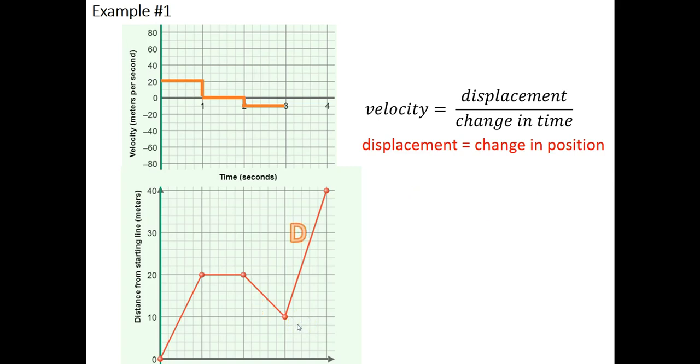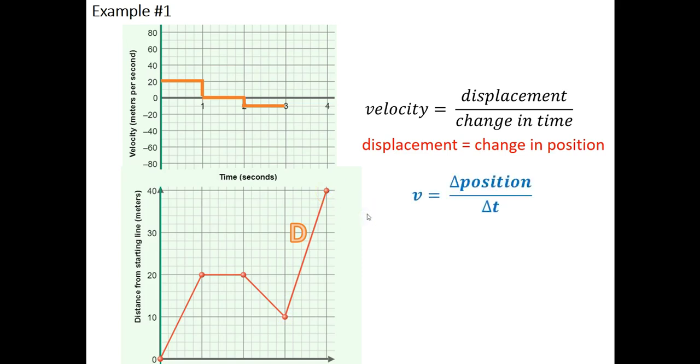One more line segment to go. And this one is a steep line. It goes a very far distance in a very short amount of time. So that's another indicator that this is going to be a pretty high velocity right here, this nice steep slope.